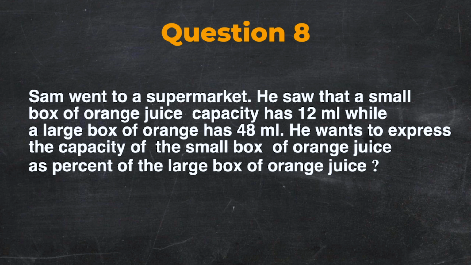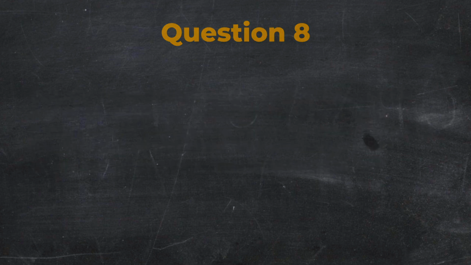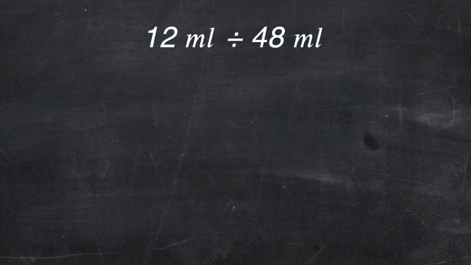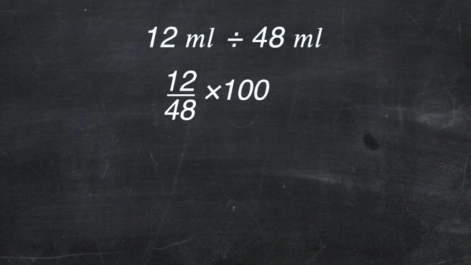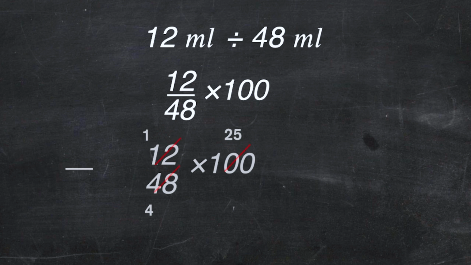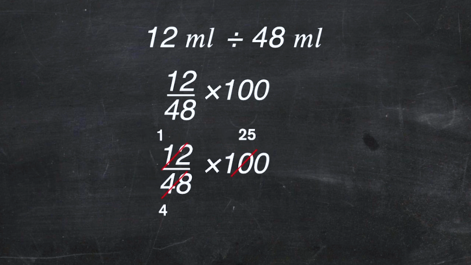Now, since both 12 milliliters and 48 milliliters have the same units, there is no need to convert these capacities. Therefore, 12 milliliters divided by 48 milliliters, both milliliters will divide each other out. We then multiply this value by 100. Therefore, 12 divided by 48 gives us 4, then 4 divided by 100 gives us 25.